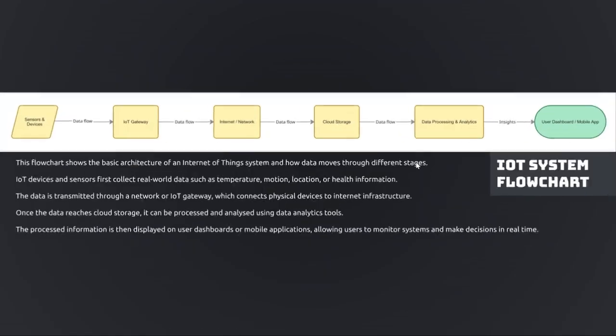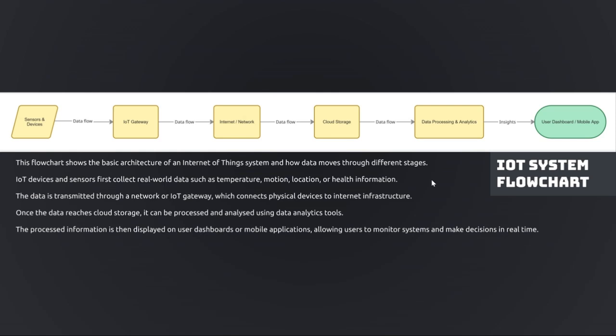Next, I have diagrams to understand IoT better. This is the IoT system flowchart. This flowchart shows the basic architecture of an Internet of Things system and how data moves through different stages. IoT devices and sensors first collect real-world data such as temperature, motion, location, or health information. The data is transmitted through a network or IoT gateway, which connects physical devices to Internet infrastructure.